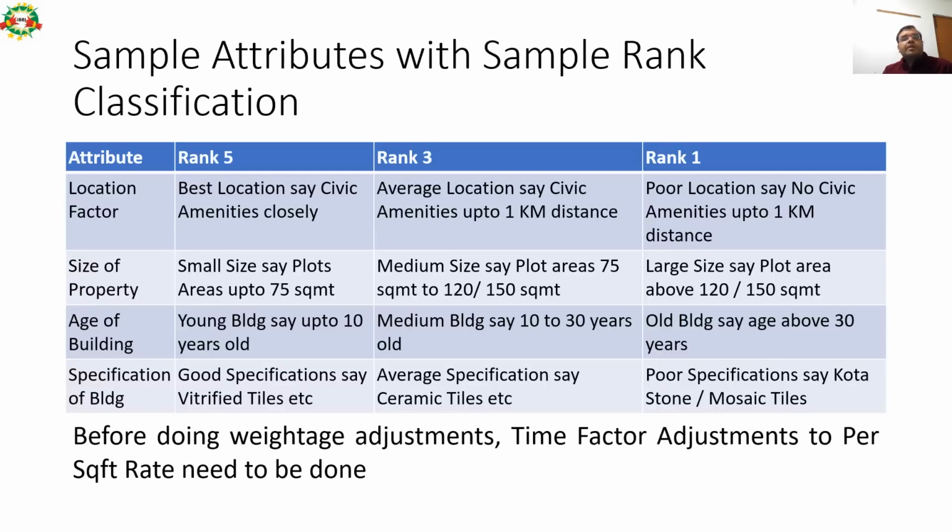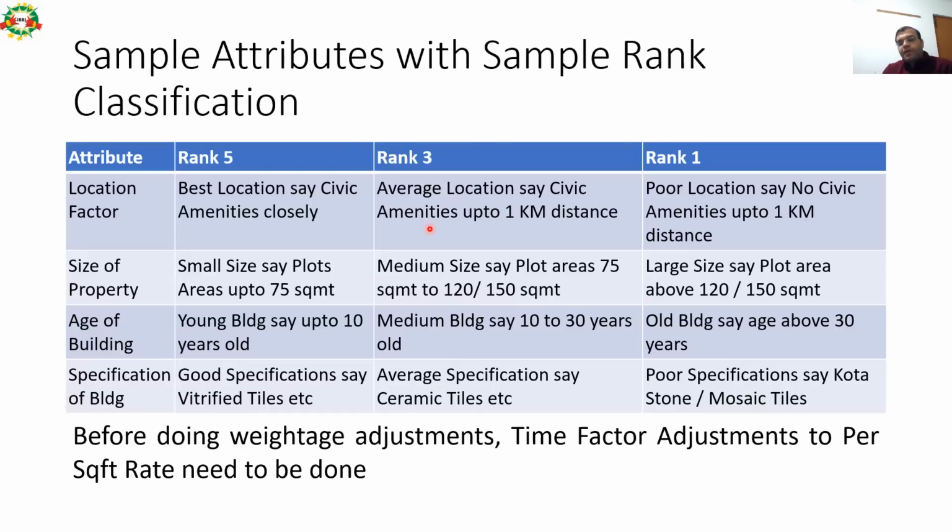Just to understand the concept of relative ranking of the properties on various attributes, we have made one small table to make this understanding easy and clear. So these are the 4 attributes. Say location factor is the first attribute. If the property is situated at the best location and all civic amenities are located nearby, on this parameter the property can be ranked 5.